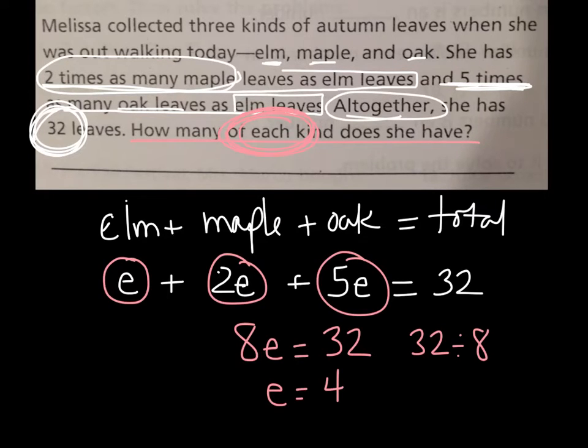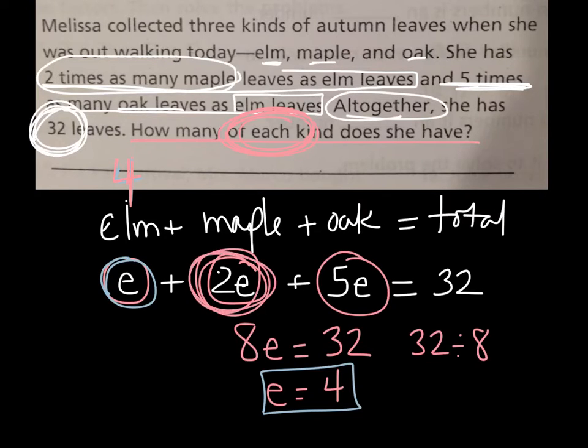So now we have to go back up here to this. So E equals 4. So she has 4 elm. Here it says that maple is 2 times elm. Well, if she has 4 elm, 2 times 4, she has 8 maple. Oak, it says she has 5 times E, and E is 4. So 5 times 4 is 20. So this here tells us how many of each kind she has.